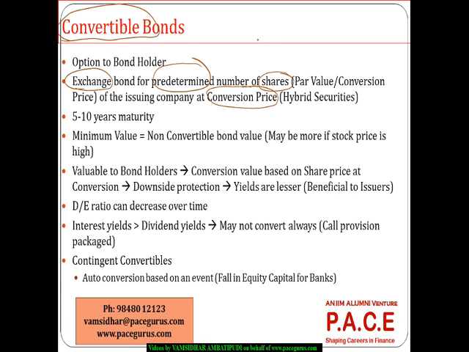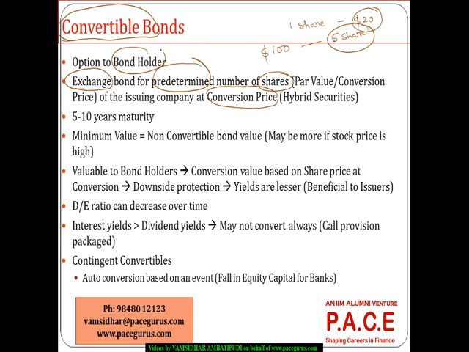So initially a conversion price will be determined. So one share of the company can be purchased, let's say, at $20. Now the bond has a face value of $100. So one single bond probably can be converted into 5 shares of common equity. So this is the conversion price. Based on the conversion price, the predetermined number of shares are determined. The predetermined number of shares for conversion is specified at the time of issue itself.